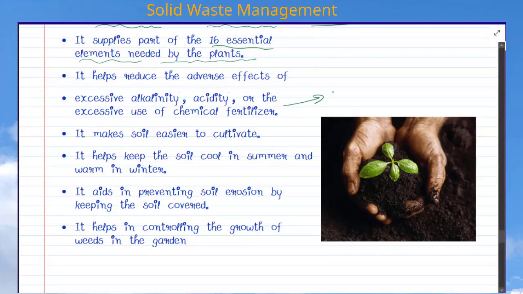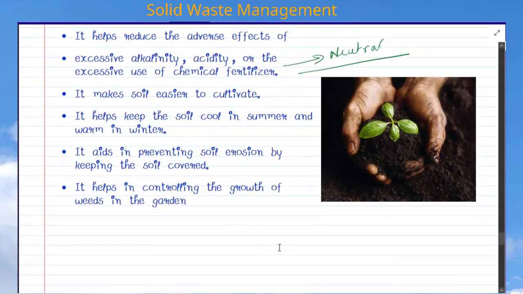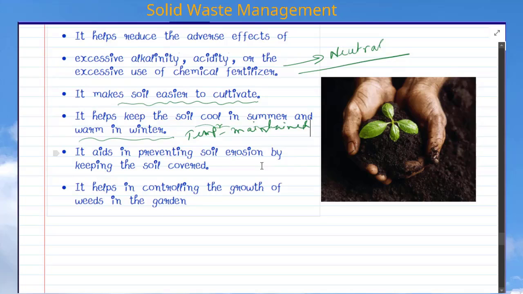So the soil becomes neutral so far as pH value is concerned, and neutral soil supports many microorganisms and is good for plant growth. It makes soil easier to cultivate. Cultivation becomes easier. It helps keep the soil cool in summer and warm in winter. So soil temperature is maintained due to use of this compost, the product of the composting process.